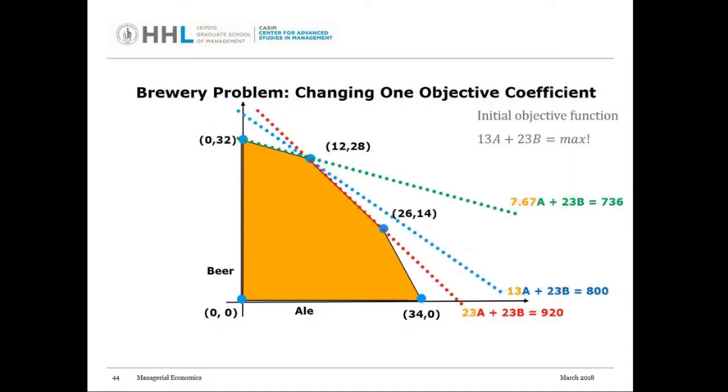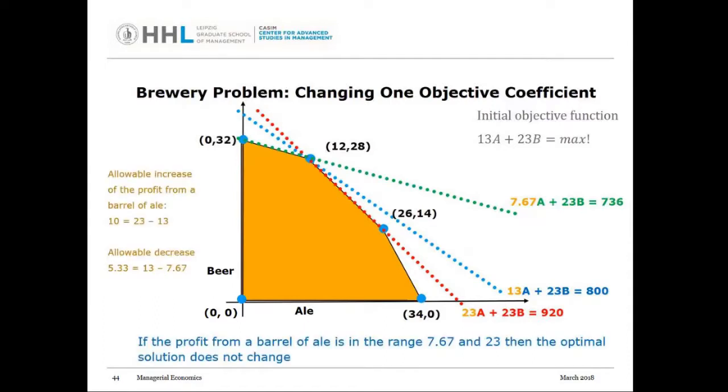Of course, we can do the same for the objective function. I don't want to take too much of your time, but the same idea holds true over here. So we can ask the question, how much can we change the profit contribution so that the same solution will stay optimal? Here you see that from the profit of 13, we can increase it to 23 or decrease it to 7.67. So the allowable increase would be 10 and the decrease 5.33.